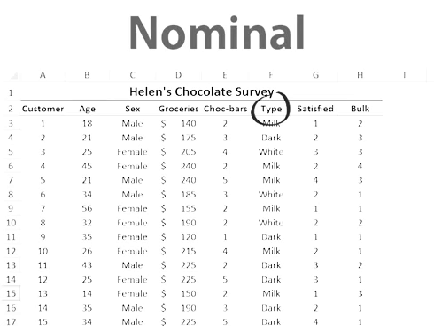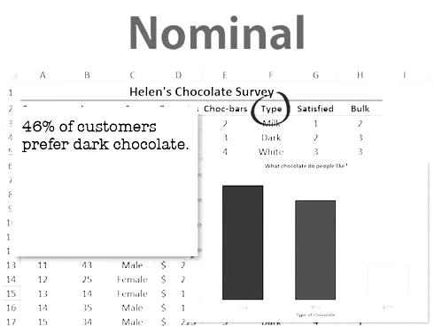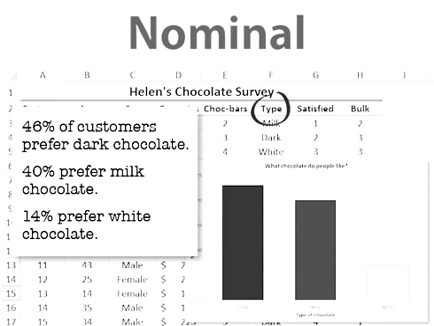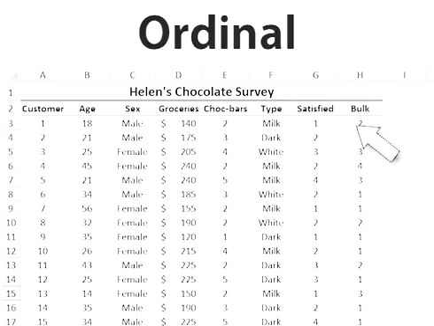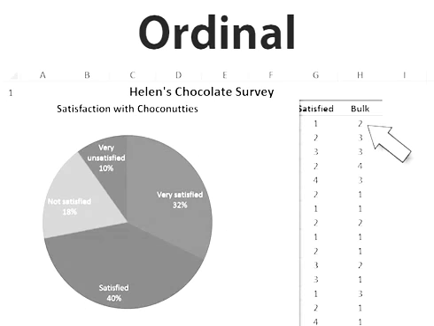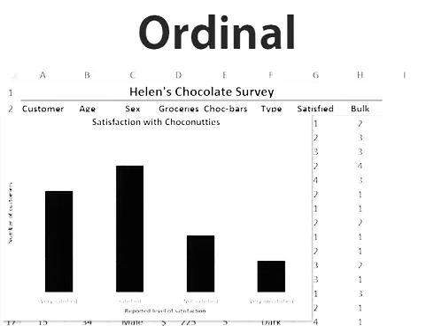The type of chocolate preferred is nominal data. This can be shown in a pie chart or bar chart. We can summarise by saying that 46% of customers prefer dark chocolate, 40% prefer milk chocolate, and 14% prefer white chocolate. The measures of satisfaction and likelihood are ordinal level data. These should not be shown in a pie chart. The values should be put in a logical order in a column chart.